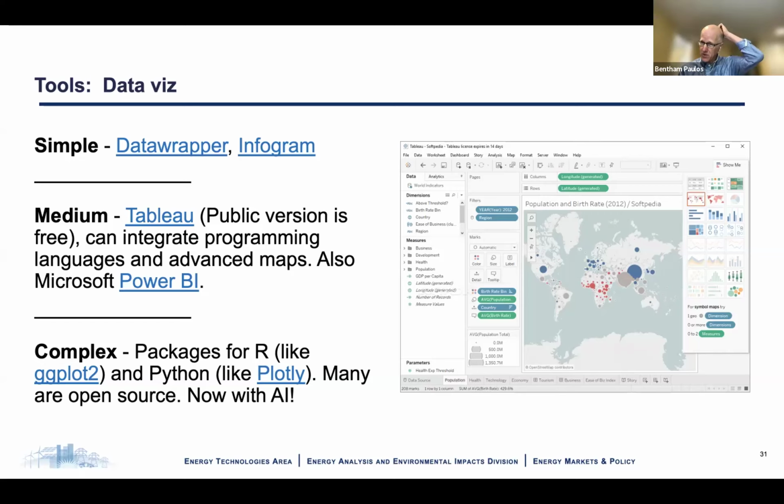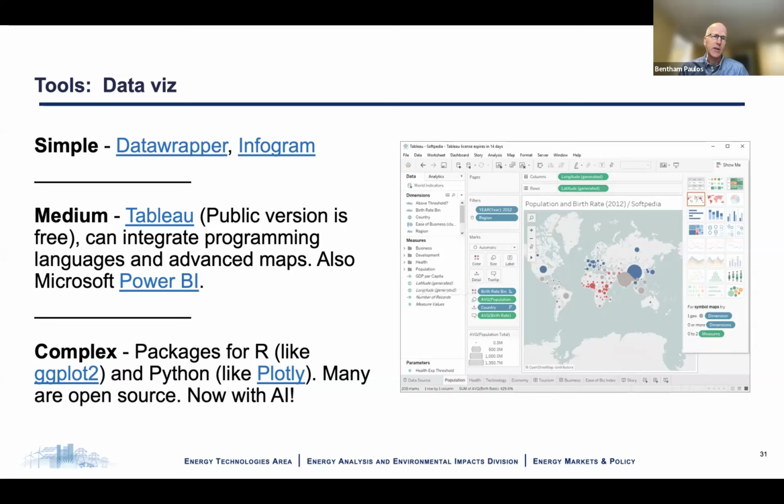Tableau is full of menus and options and choices that are built in that you can learn how to manipulate. But you can also integrate programming languages, do commands in it, and you can integrate maps from other sources like Mapbox. It comes with a basic kit of base maps, but you can add more by pulling them in from Mapbox and other sources. The Microsoft equivalent is called Power BI. I haven't used it much, but it looks a lot like Tableau.